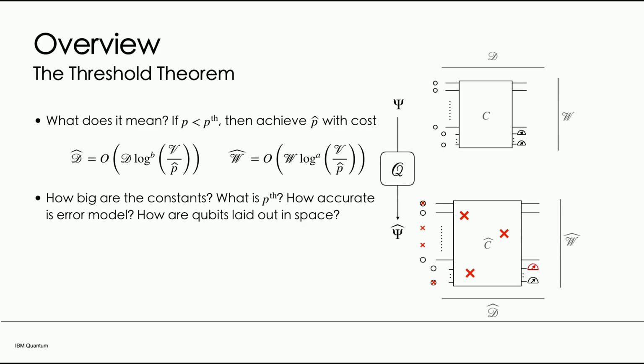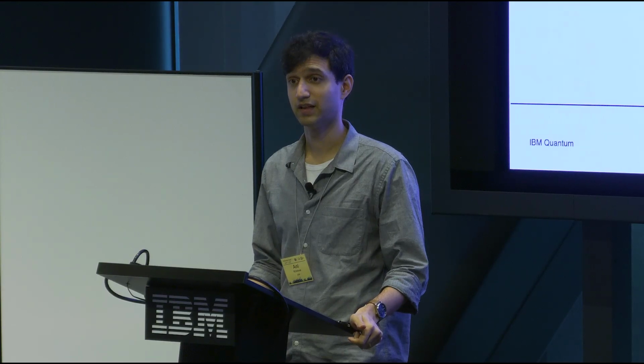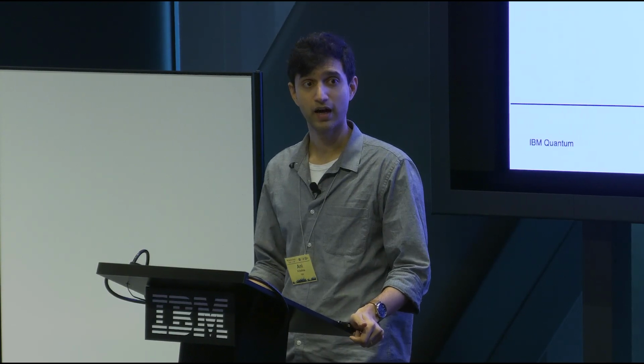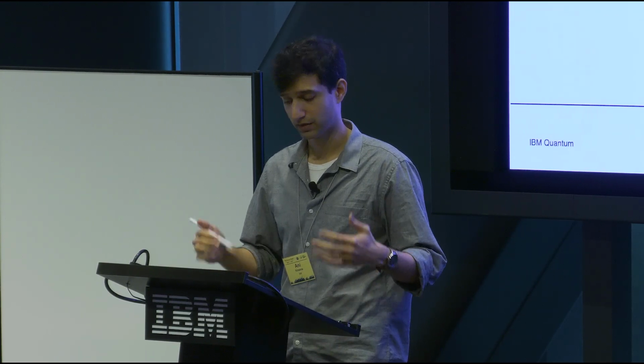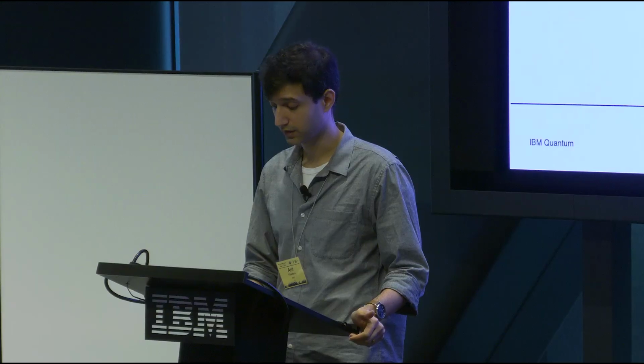How are qubits laid out in space? I haven't told you anything about geometry. Maybe you're working with a system where qubits that are far apart can't talk to each other very well. But maybe the sorts of assumptions that are baked into some incarnations of the threshold theorem don't take that into account. So there's a lot of things that we haven't discussed, and we're going to iron out some of these problems.